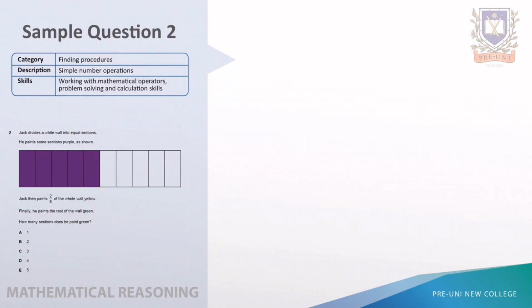So we can use a visual method to approach the question. Students have also come across questions like these where they're required to use the given information and slowly work it out to draw a conclusion to find the answer. The first thing that students should note is that there are 10 sections in total. And so if Jack paints 2/5 of the wall yellow, 2/5 of 10 is 4. So it means Jack would paint 4 sections yellow.